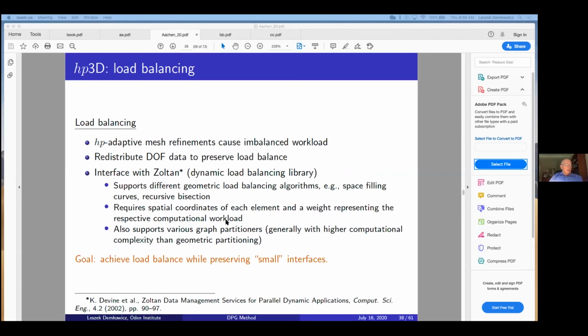Load balancing is there. After hp adaptive refinements, depending on the problem, the load balance is affected, and we have to redistribute degrees of freedom, and we do it by interfacing with the well-known Zoltan dynamic load balancing library, initially written by Mark Shephard from RPI and being maintained by Sandia.